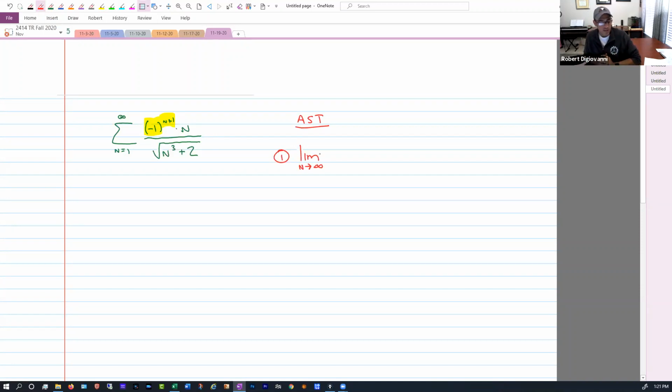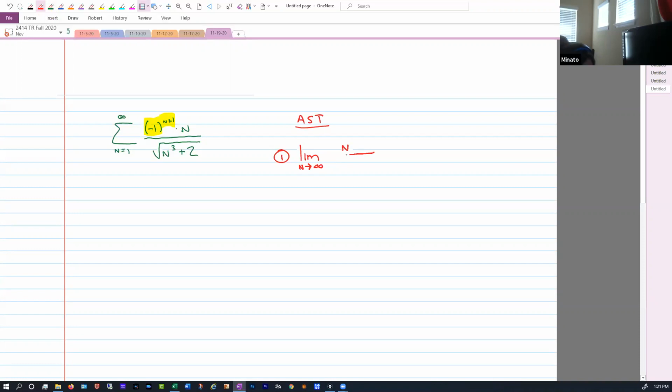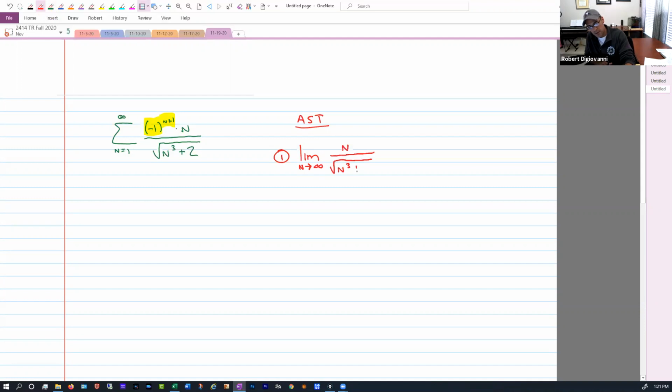What am I taking the limit of? N over the square root of n cubed plus 2. Yep, I'm doing just the part that's not alternating, right? Just the piece that does not include the (-1). So I need to do that limit.